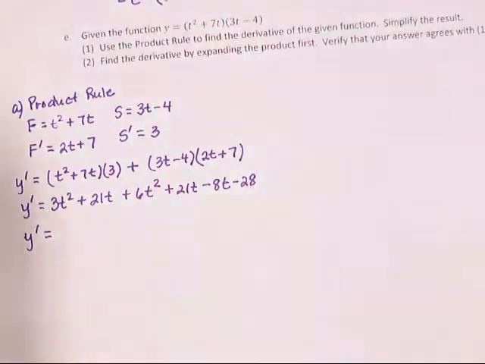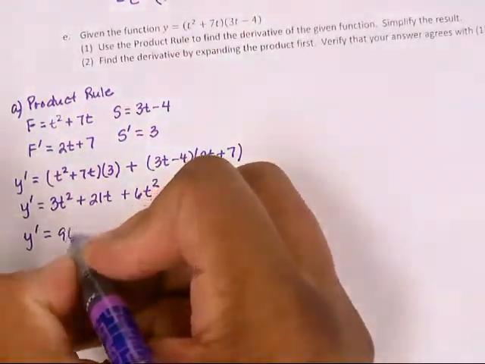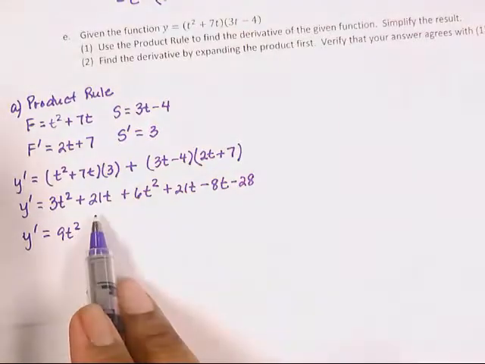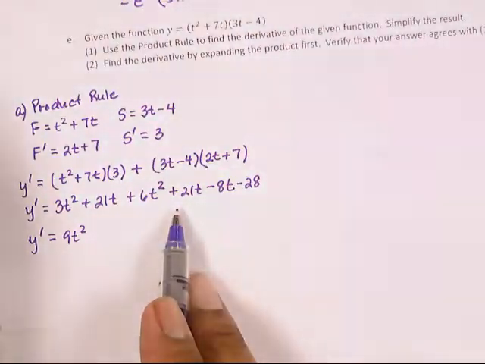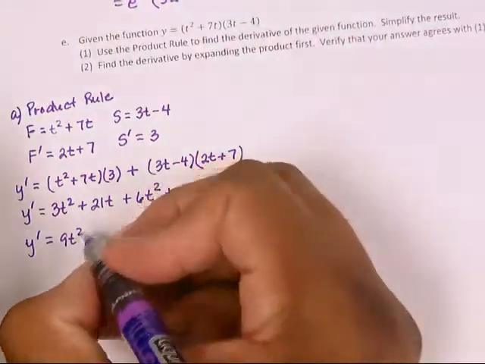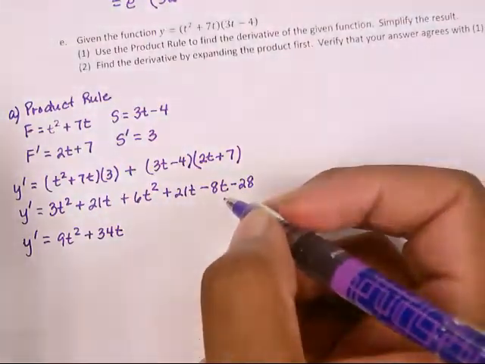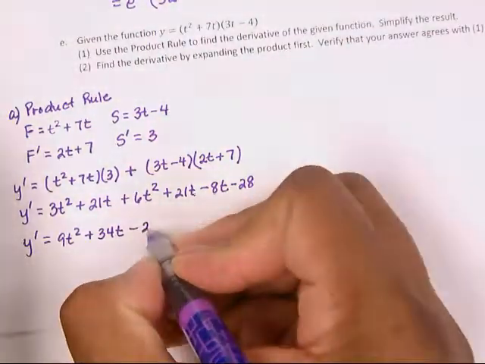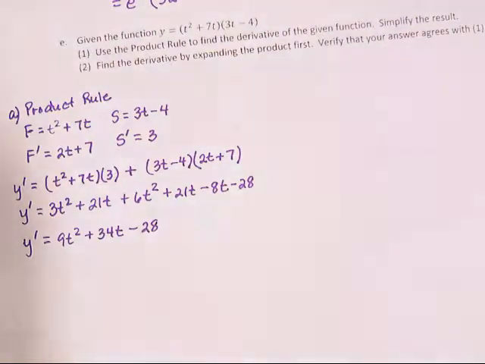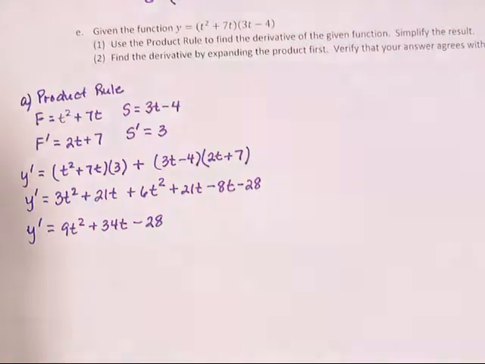And now let's combine some like terms here. 3t squared and a 6t squared will be 9t squared. 21t plus another 21t is 42t. 42t minus 8t would be a plus 34t. And then we bring down the minus 28. So this will be your derivative using the product rule. Y prime will be equal to 9t squared plus 34t minus 28.